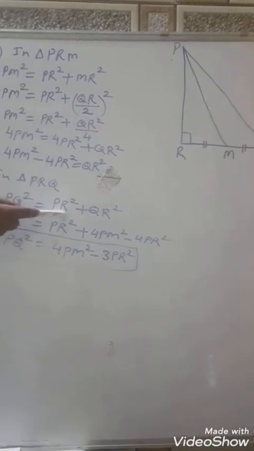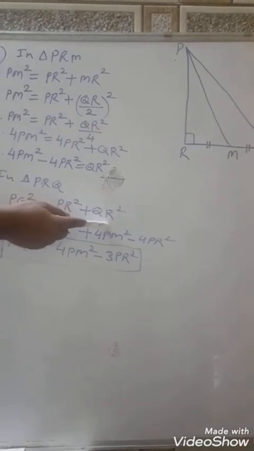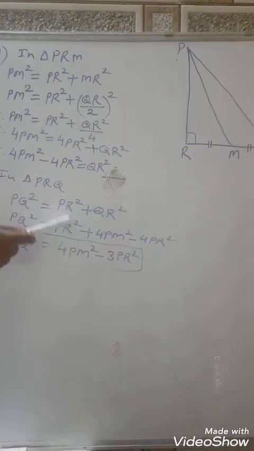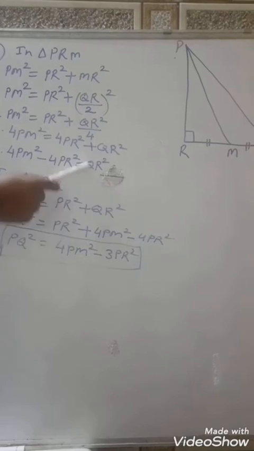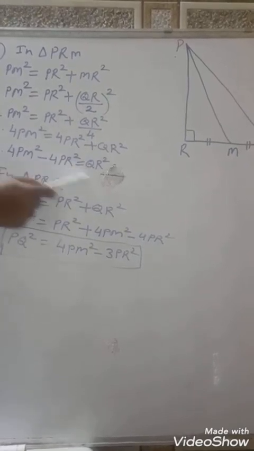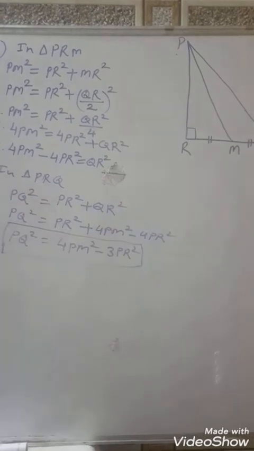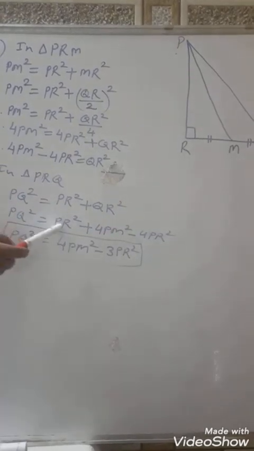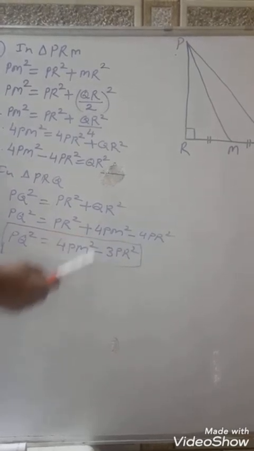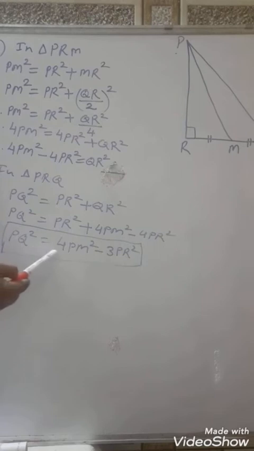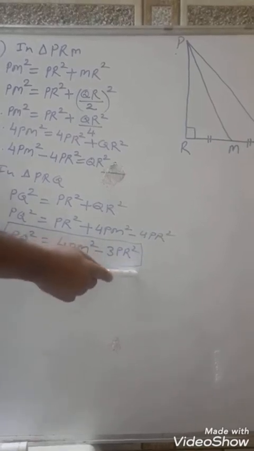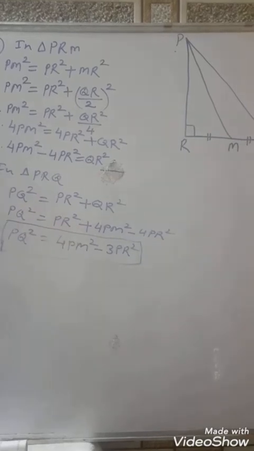equals PR square plus QR square. So PQ square equals PR square, which remains the same. In place of QR square, we write 4 times PM square minus 4 times PR square. So 1 PR square minus 4 PR square, you get 3 PR square. So your answer is PQ square equals 4 times PM square minus 3 times PR square. This way we proved it.